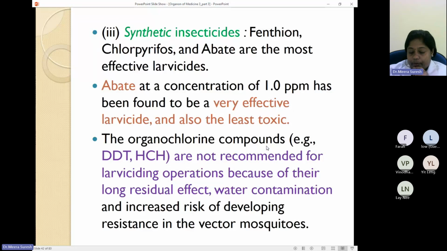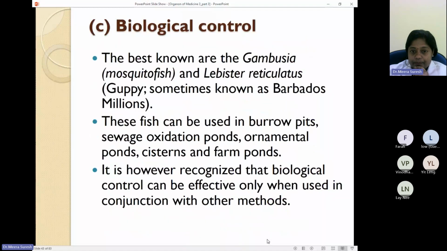The organochlorine compounds, that is DDT and HCH. Abate is actually organophosphorus. The organochlorines, DDT and HCH, are not ideal to use because of their long residual effect. That can result in water pollution, water contamination, and increased risk of developing resistance in the vector mosquitoes. So we don't use the organochlorine compounds.